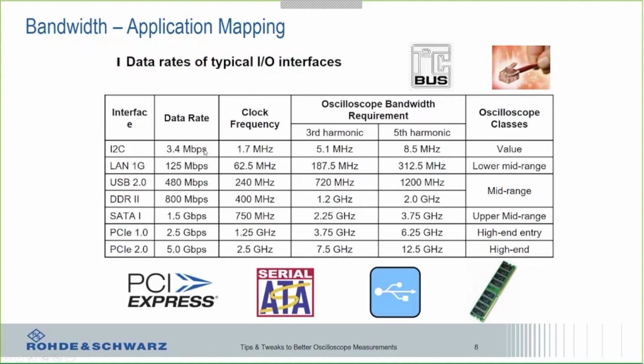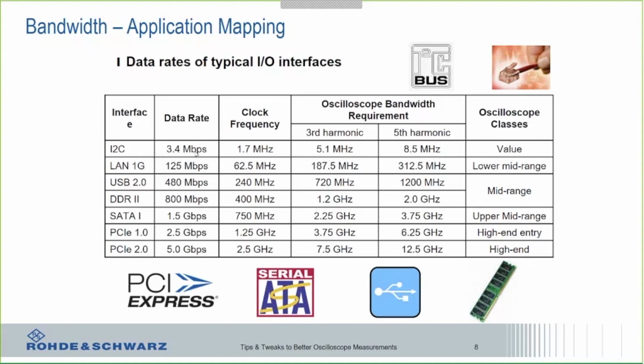With that, let's take the minimal one here. I2C can be up to, let's say, 3.4 megabits per second. With that, the clock frequency of that signal is going to be 1.7 megahertz. And so there you can use that clock frequency to determine how much oscilloscope bandwidth you're going to need.